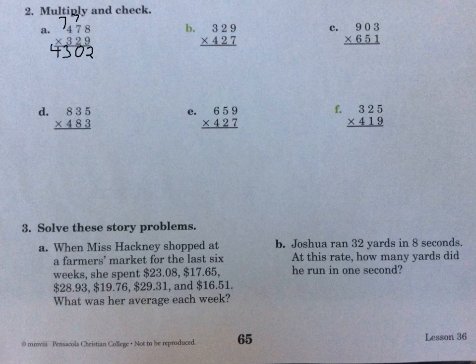Go ahead and erase your numbers that you have at the top. Start with your 0 here for your second row. And now we'll do our spray with the 2. 2 times 8 is 16. Carry the 1. 2 times 7 is 14, plus 1 would be 15. And 2 times 4 would be 8, plus 1, 9.